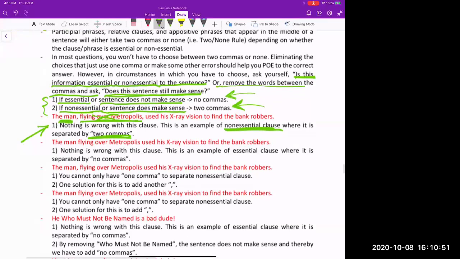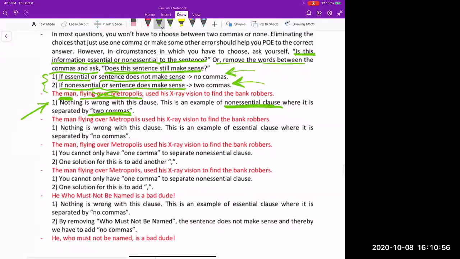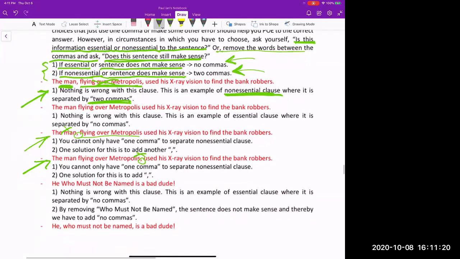All right. Sometimes this one isn't as obvious. Obviously this one is more of a non-essential one. There's no commas and then two commas, and you can't have just one comma. So this is definitely wrong. You can't have just one comma to the right or to the left. The solution there is just to add one. So this one was the non-essential one, and this is the one with the essential.